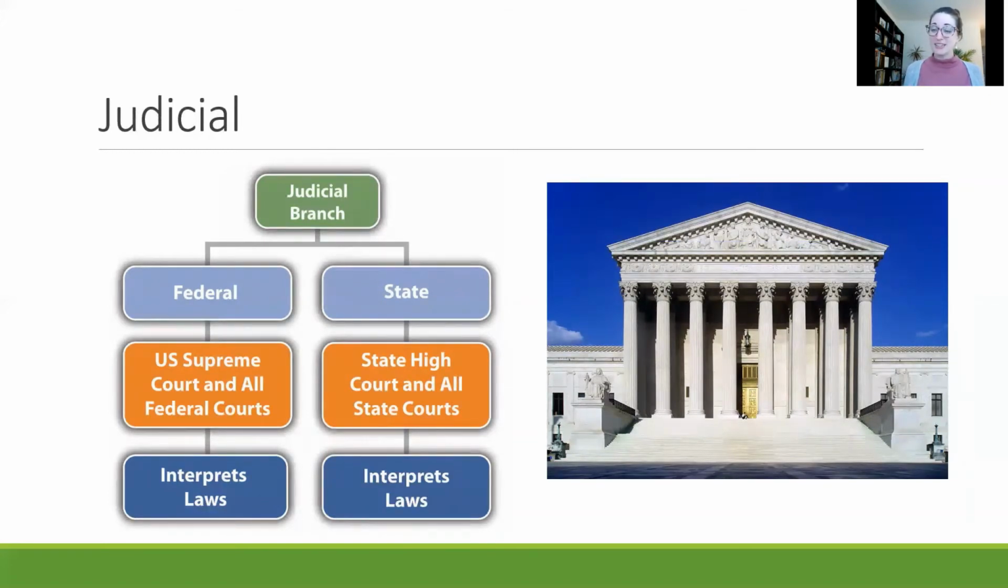With many cases, if they become increasingly complex or have difficulties, you may see them move up through different levels of state and federal court. The highest level is the US Supreme Court.